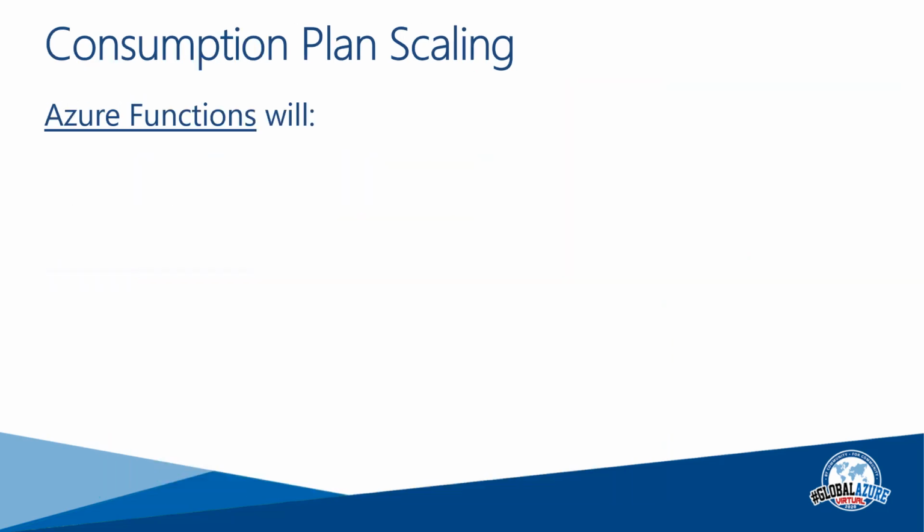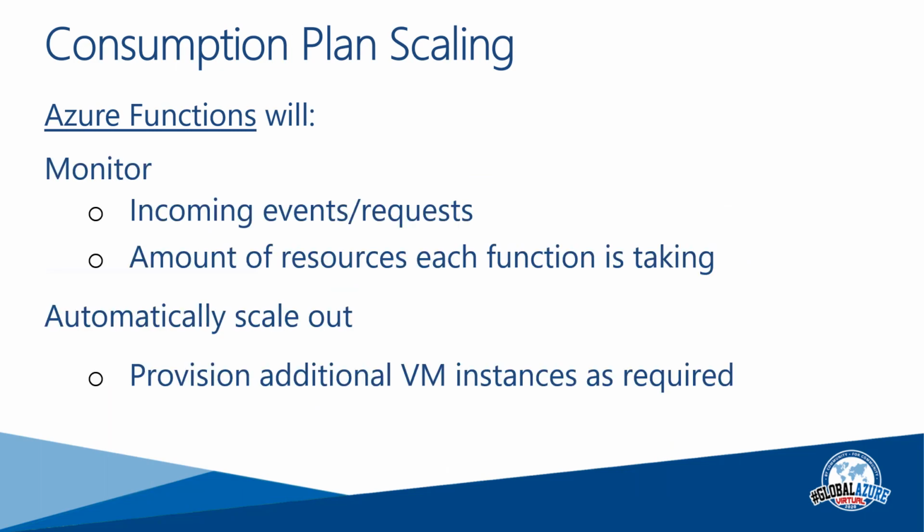Now, the opposite of that would be the consumption plan. And here for the scaling, it's Azure Functions that will take care of monitoring for incoming events and requests. It's also going to take a look at the amount of resources that each function is making use of. And then it's going to automatically scale out or scale in to provision additional VMs as required or to remove those additional VMs, and here it can go all the way down to 0.